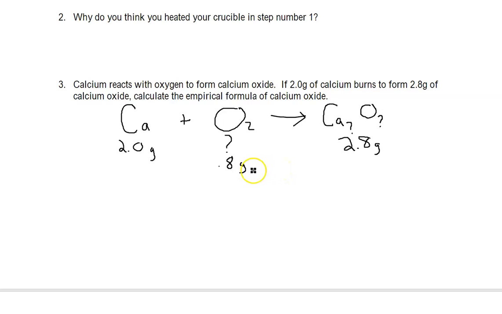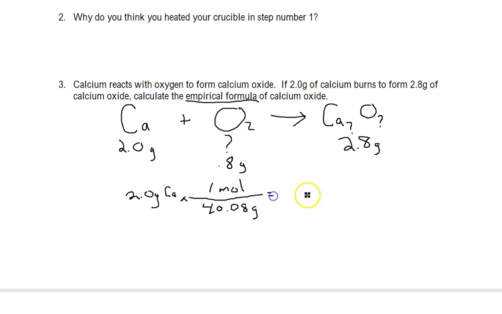All right, so what we would do next is we would have to convert all of these reactants into moles, right? We know that an empirical formula is the lowest whole number mole ratio. So we're going to take calcium, the 2.0 grams of it, and convert that into moles, doing a one-step mole conversion. All right, so molar mass of calcium, 40.08 from your periodic table. And you have 1 mole on top.